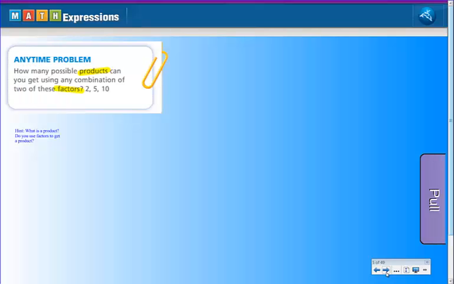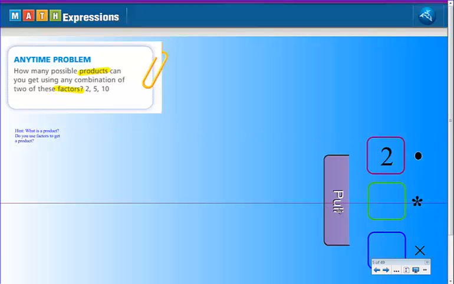And before we get into that, there's a review problem. How many possible products can you get using any combination of 2 of these factors? And I want you to remember that products and factors are some of the vocabulary that we have been using lately. Product is the answer, and factors are the 2 multipliers that we're going to be using.